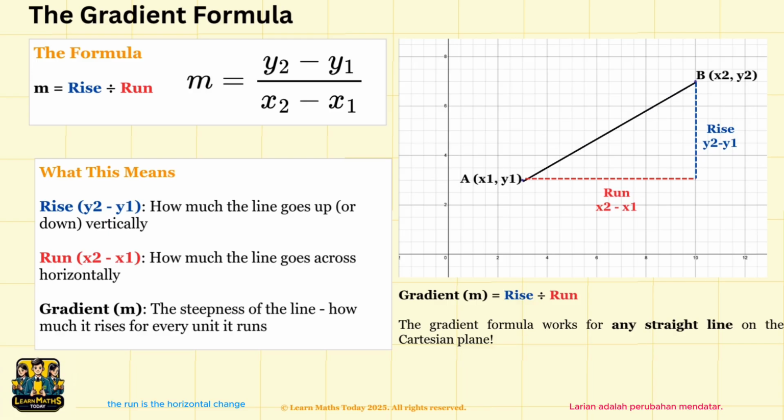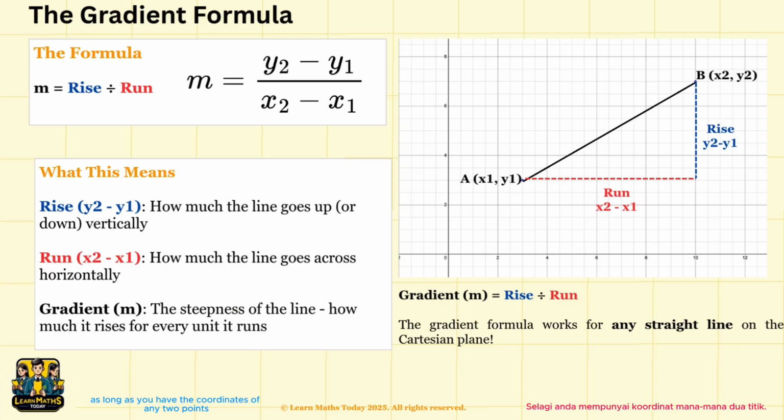The run is the horizontal change, which we find by subtracting the x coordinates, x2 minus x1. This tells you how many units the line has gone across horizontally from point A to point B. So by putting these together, our official gradient formula becomes m equals y2 minus y1 all over x2 minus x1. This formula is incredibly powerful and versatile because it works for any straight line on the Cartesian plane.